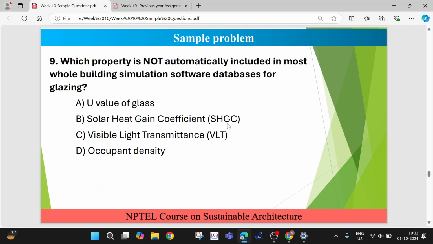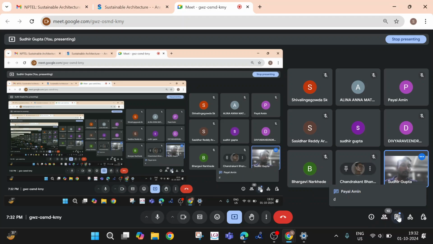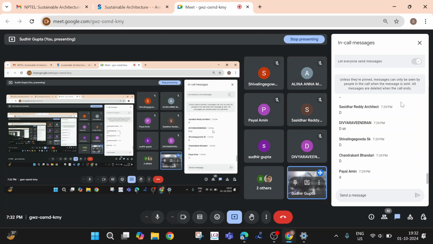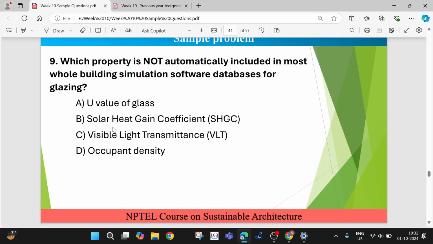So this you can answer based on the understanding of the lecture videos, but the real feeling you will be getting when you work with the whole building simulation software, that for sure we will be doing hands-on examples in the next session. Then I will be showing how you can set these values for glazing, but not the occupant density. This is a separate subsection. So option D is the right answer, and all of you have answered it correctly. This can be answered based on the understanding, but later on you will feel the answer as well.